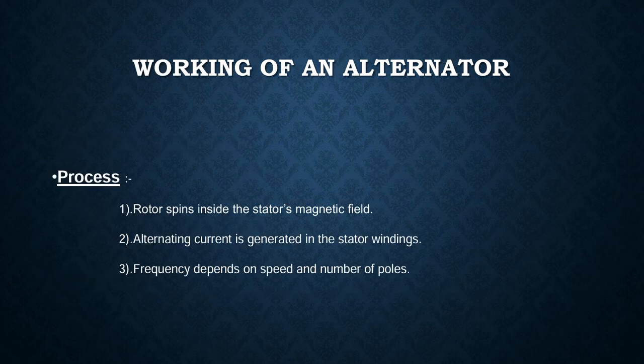Now I will explain the working of an alternator. The process for the alternator is, first of all, the rotor spins inside the stator's magnetic field. The second process is that alternating current is generated in the stator windings, and third, the frequency depends on speed and number of poles.